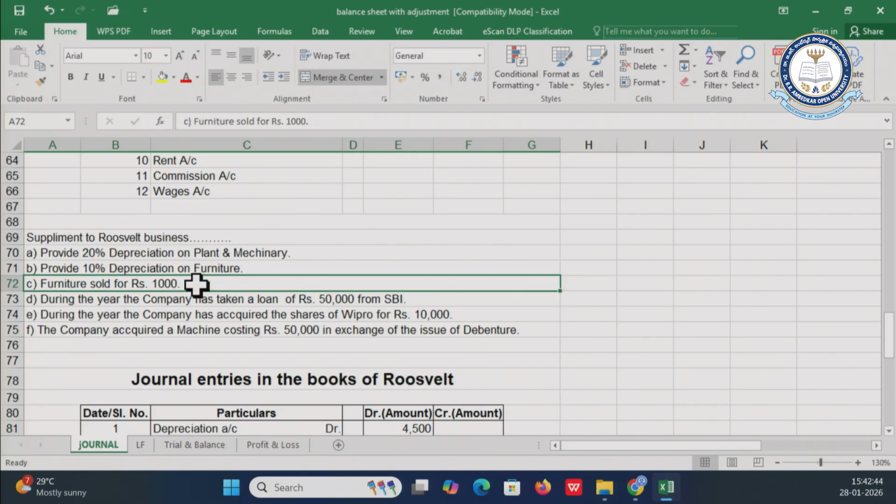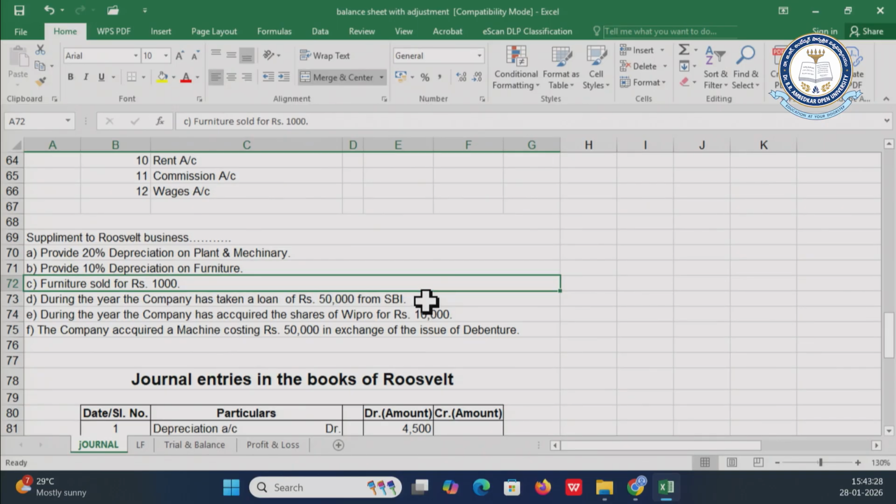Likewise, we have furniture sold for 1,000. Out of this 5,000 worth of furniture that we have seen, 5,000 is the purchased amount. Out of that, 1,000 is sold, 4,000 left over. And on 5,000, we calculated depreciation already at 10%, which is 500. So 500 plus 1,000 is the deduction, and net amount is 3,500. Okay, this is also over.